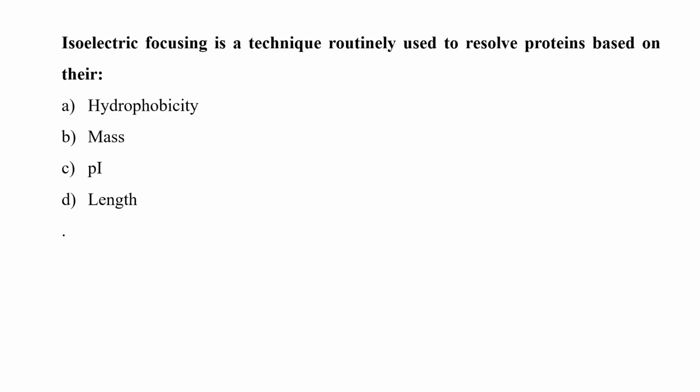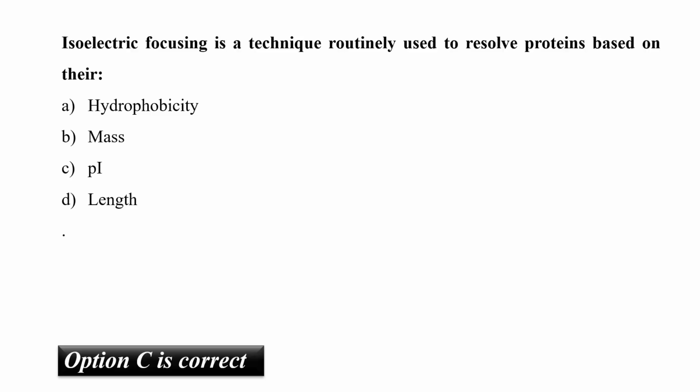Isoelectric focusing is a technique routinely used to resolve proteins based on their hydrophobicity, mass, pI, or length. Basically, during isoelectric focusing, the protein samples are resolved based on their pI, that is the isoelectric pH. The isoelectric point is the pH at which the protein contains no net charge, that means they are electrically neutral. So option C is the correct answer.